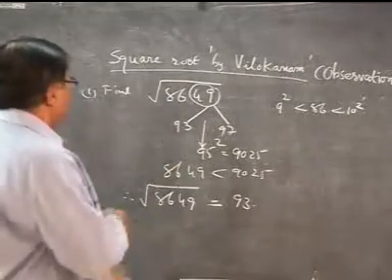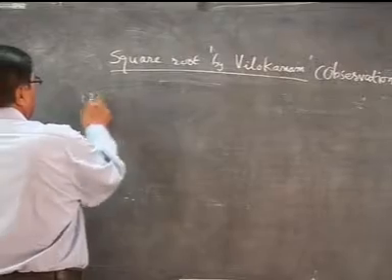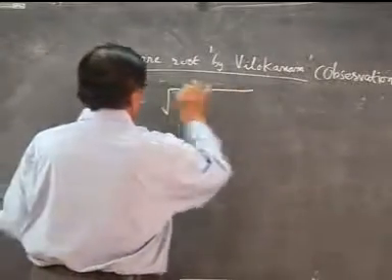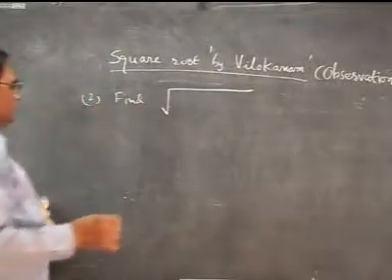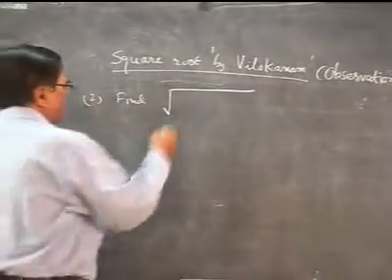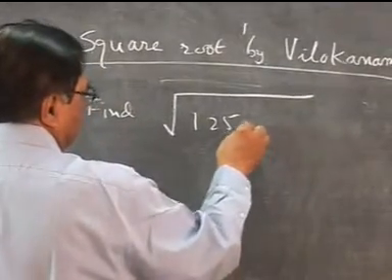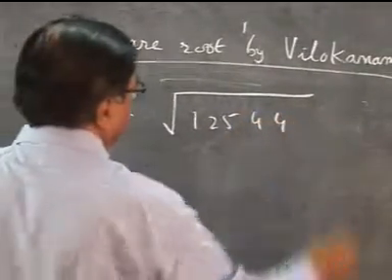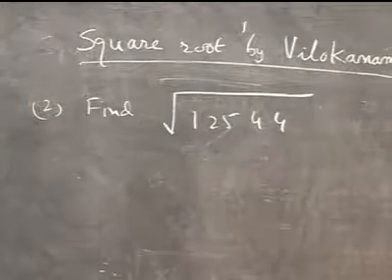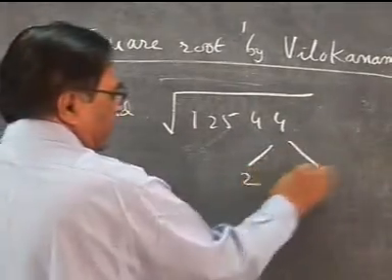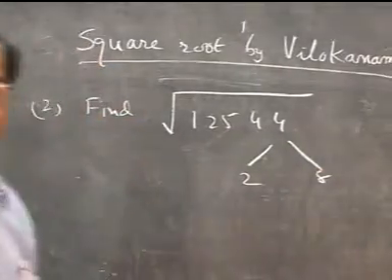Well, we take another one. Second, find the square root of 12544. Unit digit, you can say either 2 or 8. 2 square is 4, 8 square is 64.